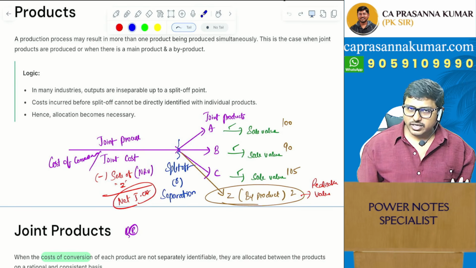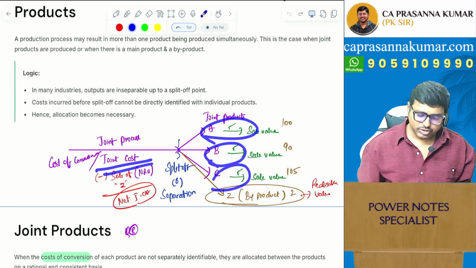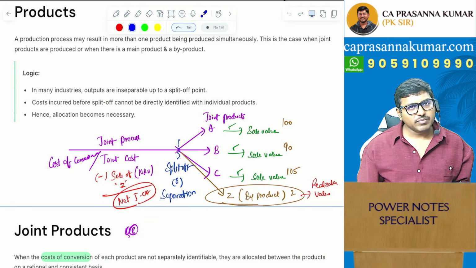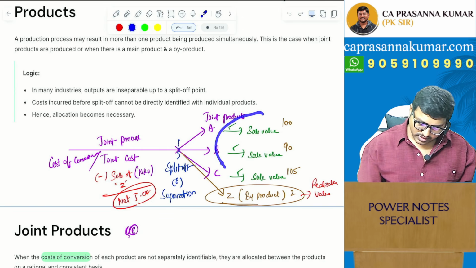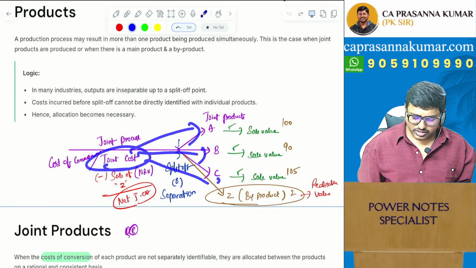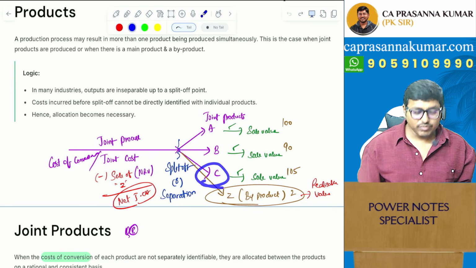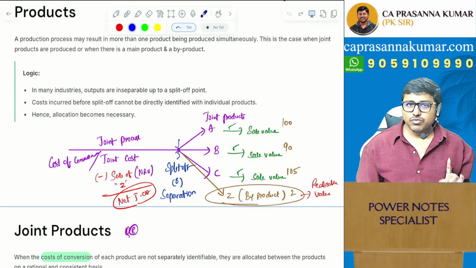For that, what Ind AS 2 says is very simple. Find out their sale value. In the ratio of sale value, you apportion the joint cost. That's all. As simple as that. Okay, fine. So I'll just find out the ratio of the sale value of A, B, and C. In that ratio, I'll apportion the joint cost between A, B, and C. Then automatically, I'll know the value of the inventory of A, of B, and of C. Then one more doubt comes.